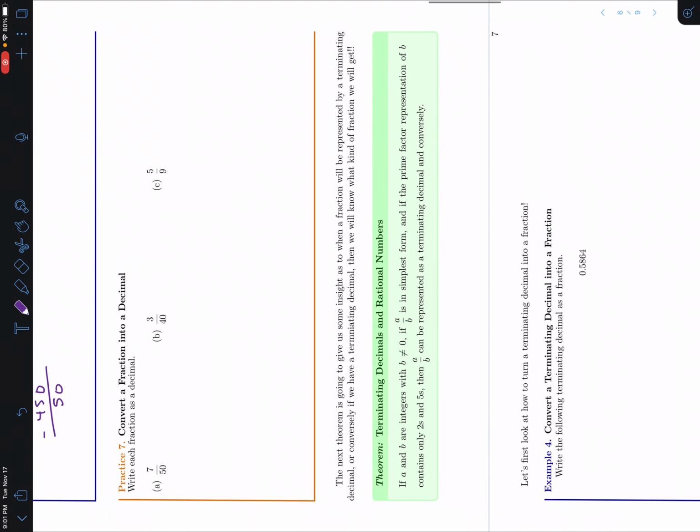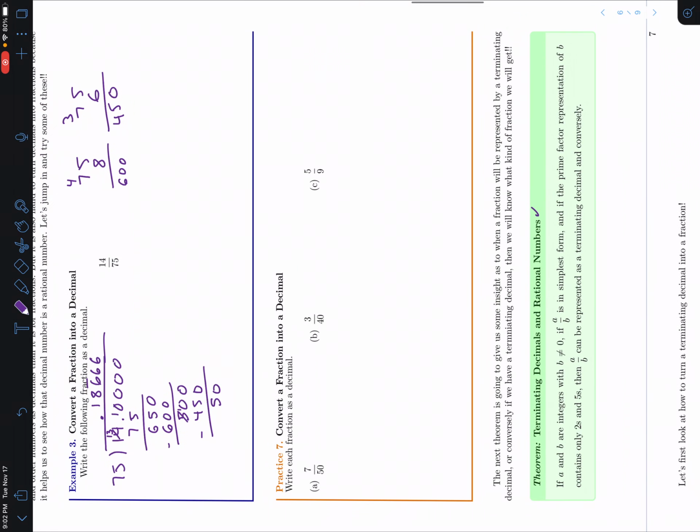All right, so if we look at terminating decimals and rational numbers, if you forget this, it's not that big of a deal because you can just divide them out and see what happens. But this is kind of cool. So terminating decimal means it's going to actually end. So it won't go on and on forever. So like the one I had, it was going to keep dividing and stuff like that.